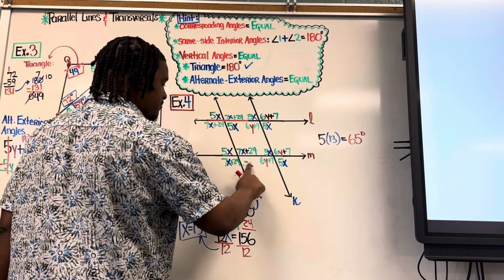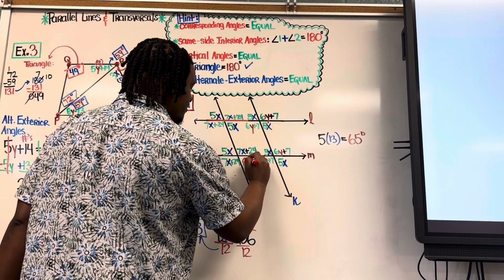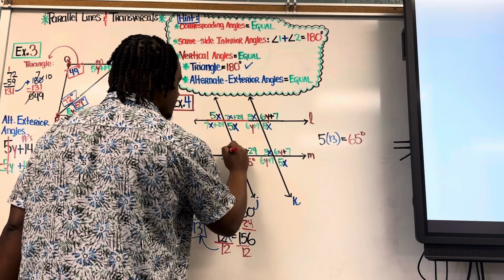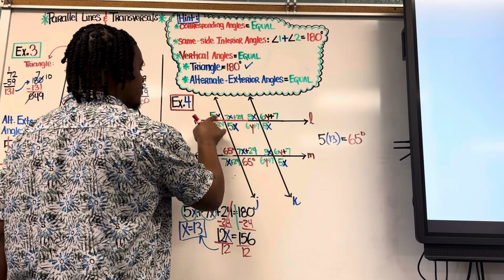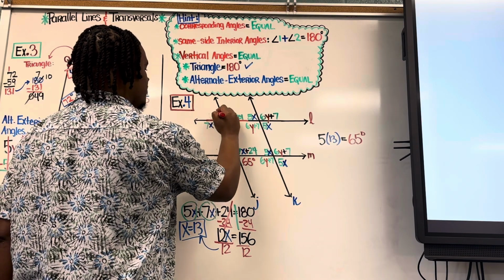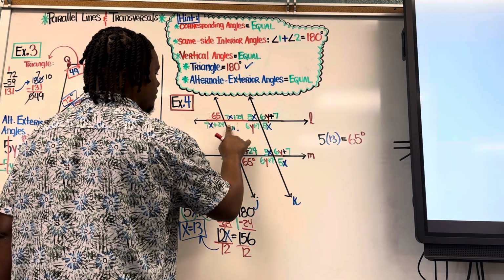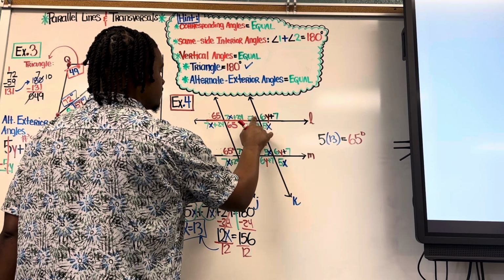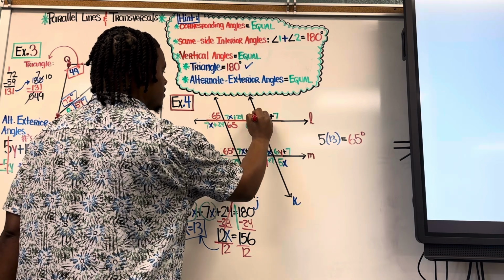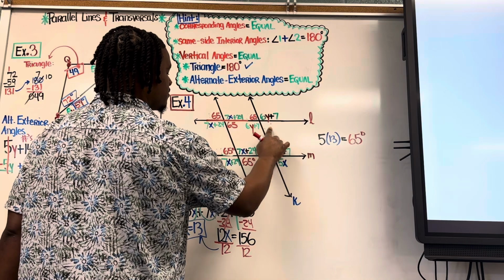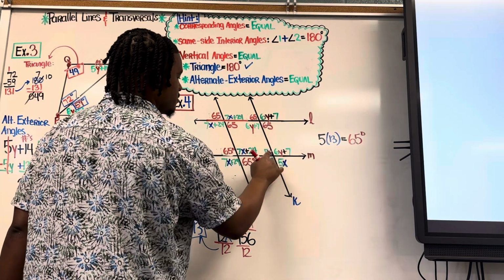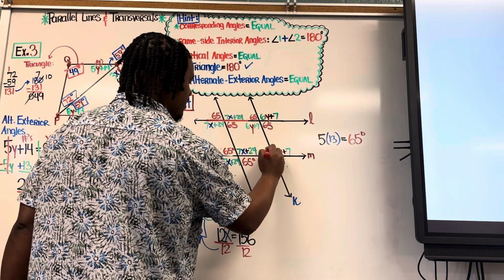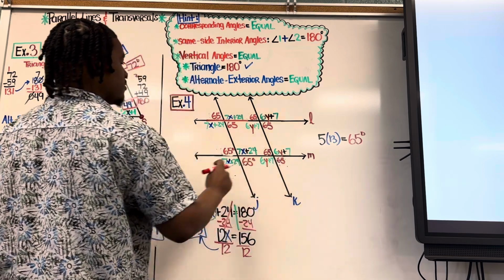So all the angles that say 5x, I can put 65 degrees, okay? So I'm gonna actually erase them. I'm gonna put 65. So that angle is 65, this angle is 65. All right, this angle is 65, this angle is 65, and 65, right? All of these angles, I can put 65.